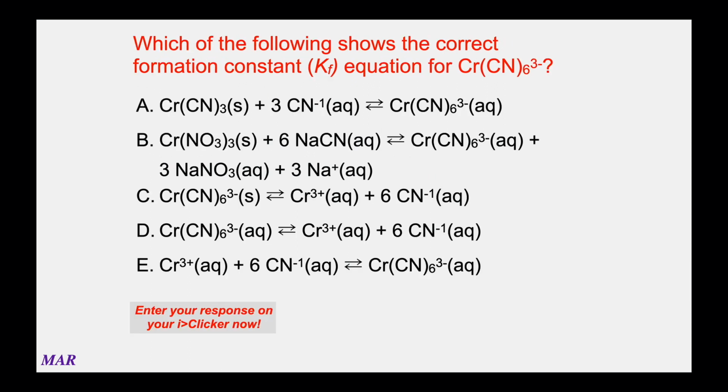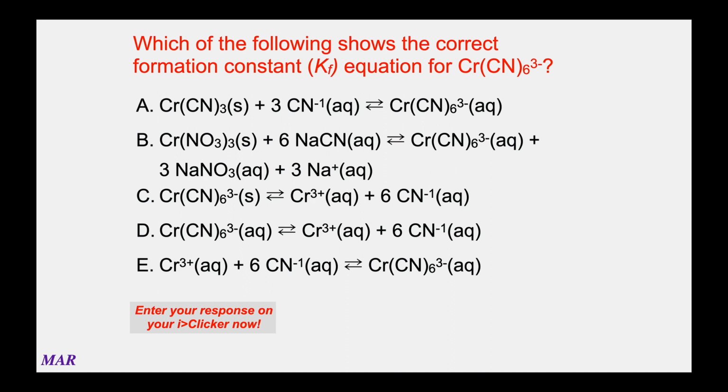Which of the following shows the correct formation constant Kf equation for CrCN6 3-? This is a complex ion, and complex ions are defined by their formation constant Kf expressions. So see if you can figure out which one of those would be the best answer for this problem. Pause the video if you'd like to. We'll work on it when you unpause it later. Pause the video now.